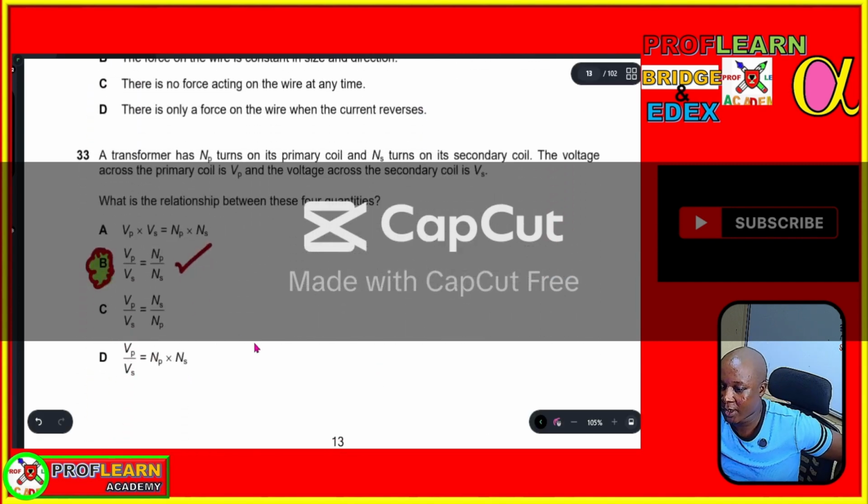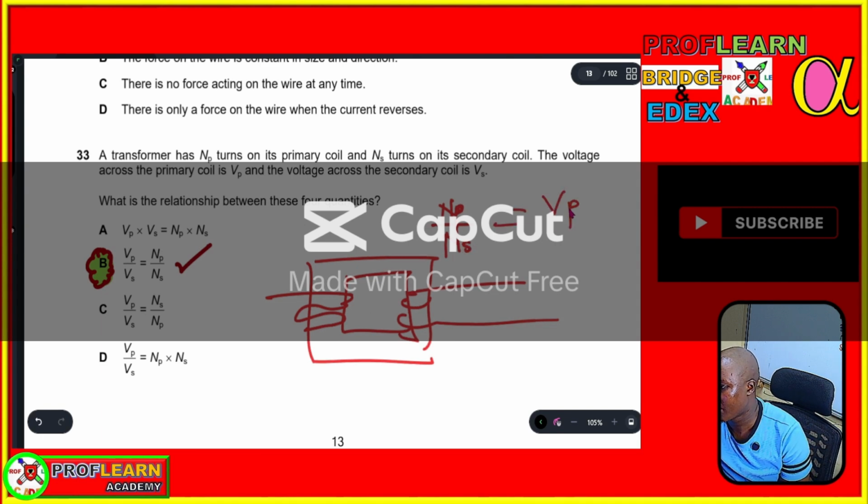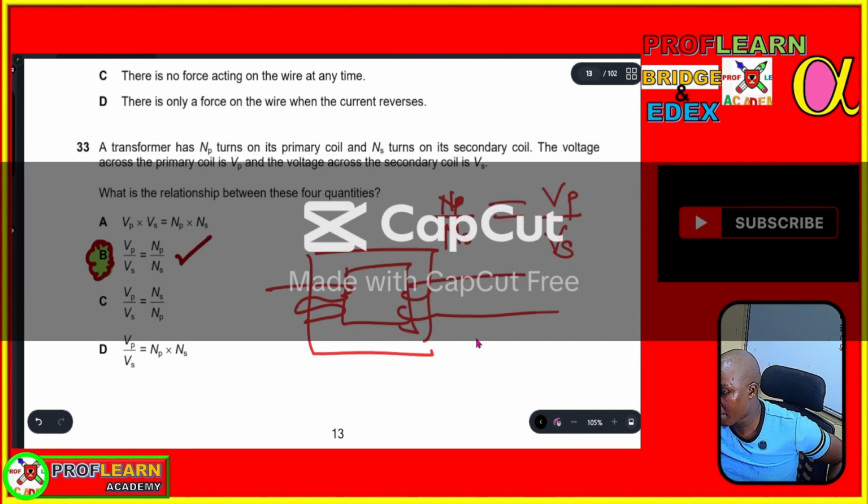So for transformers, remember we talked about transformers. We have the primary coil, and here we have the secondary coil. So we can say number of turns in the primary coil over number of turns in the secondary coil is equal to voltage in the primary coil over voltage in the secondary coil, and that is going to be option B. Also, you need to remember that power in is equal to power out.